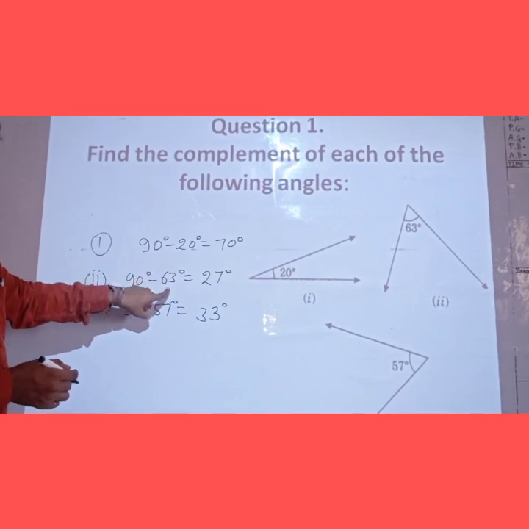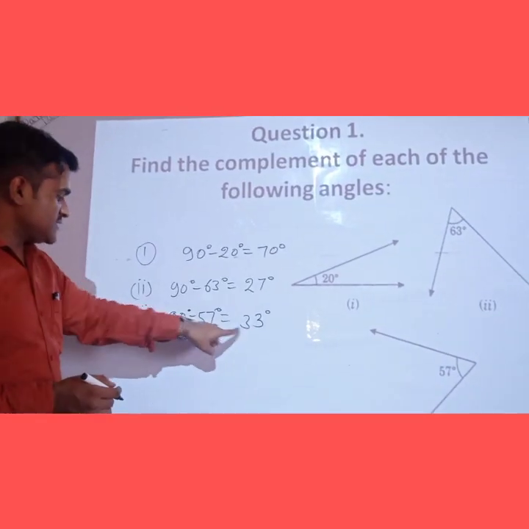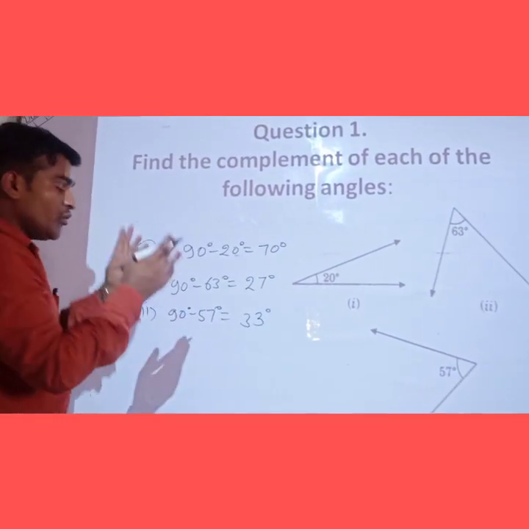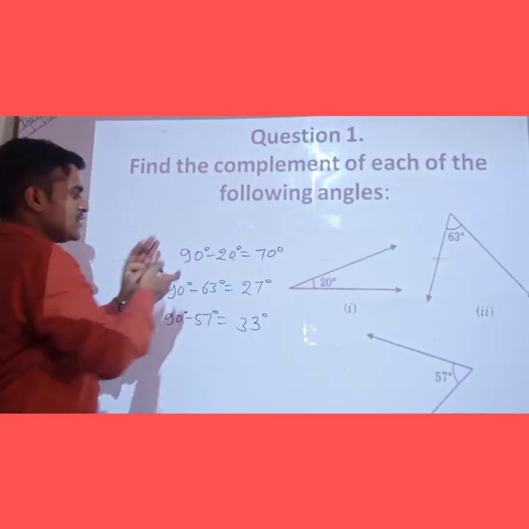So 70 degrees is the complement of 20 degrees. 27 degrees is the complement of 63 degrees. 33 degrees is the complement of 57 degrees. When we add each pair, we get 90 degrees.